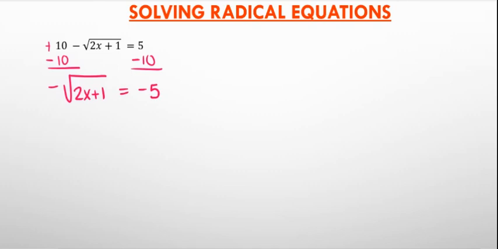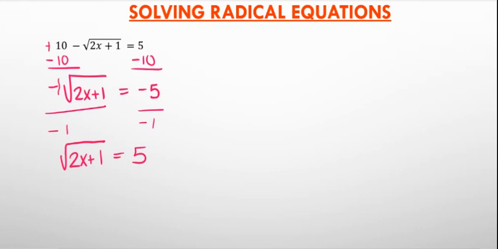And so I want to still get that radical by itself. So I have to get rid of the negative that is here. The negative is attached to the radical by multiplication. It's really like a negative 1. And so I'm going to divide both sides by negative 1. And so what you're left with is radical 2x plus 1 equals 5. Okay. And so make sure your radical covers everything that should be under that radical symbol.